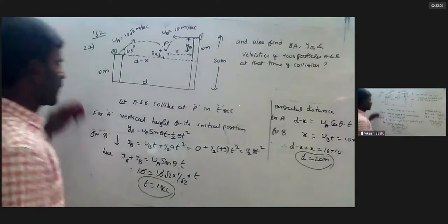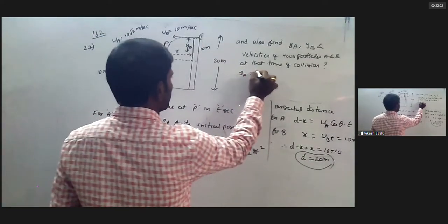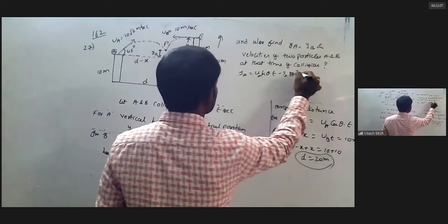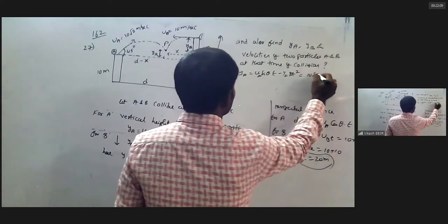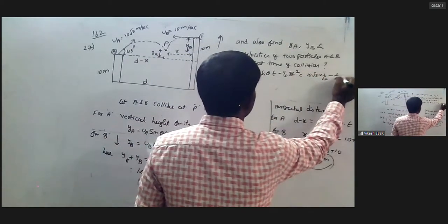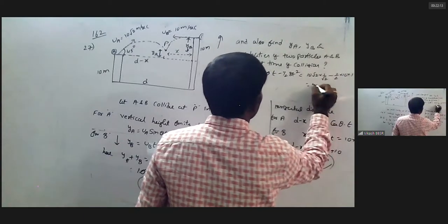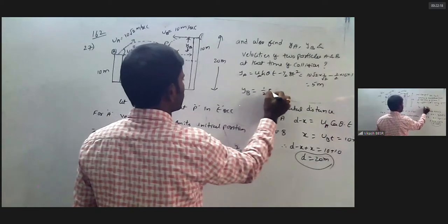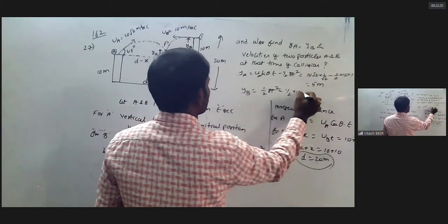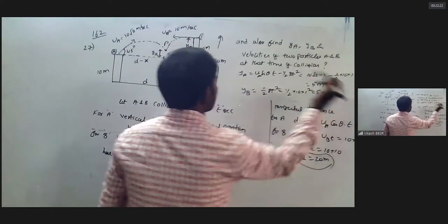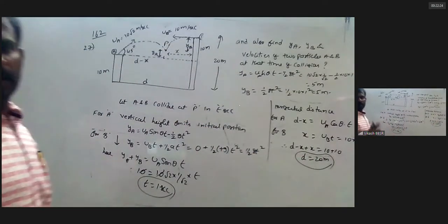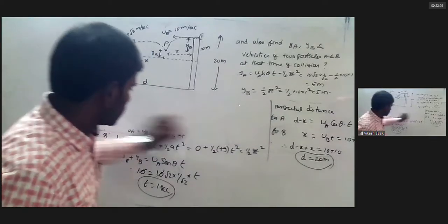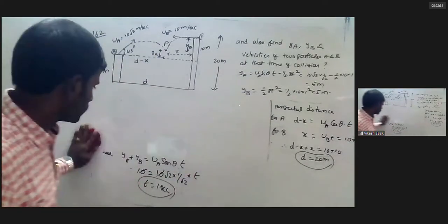The remaining is no problem. YA equal to U sin theta into T minus half g t square. UA is 10 root 2 into 1 by root 2 minus 10 into 1, so 5 meter. YB equal to how much? Directly half g t square, 10 into 1 square, 5 meter. Here we don't have any problem, but the problem comes on the velocity. See, here I explain that.